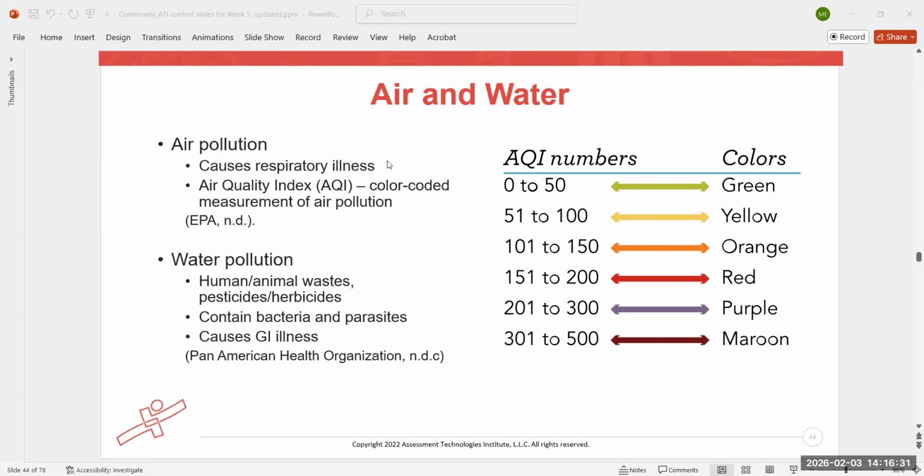Water pollution. A lot of this is looking at the presence of runoff if you are near farming areas, like pesticides and herbicides, or in an area that has a lot of animals, or areas with sewer treatment that isn't looking at that waste, or it's not being done properly. Now you have the risk of bacteria and parasites that can cause GI illness.